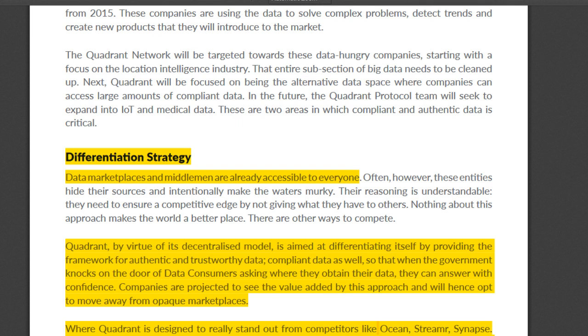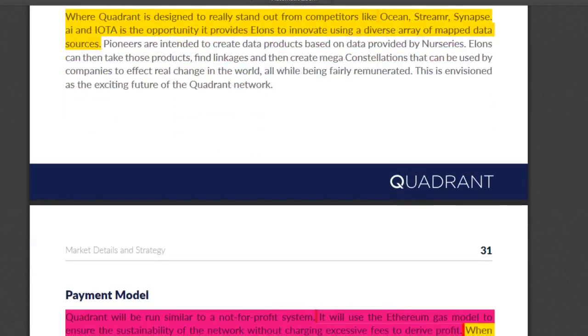Where Quadrant is designed to really stand out from its competitors, and this is where you can refer to your FAQ or Google to get some more information on these companies, is the opportunity provided by Elons to innovate using diverse arrays of mapped data sources. So Elons really is the key to how they're different than everybody else. That's why I keep harping on it in this video.